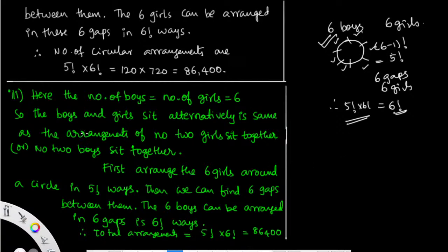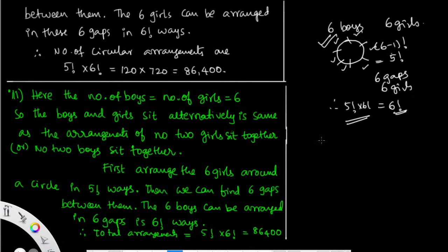In the third part it is given that boys and girls sit alternatively. The number of boys and the number of girls are the same. So the arrangement where no two girls sit together is the same as no two boys sit together. If it is linear, then you get two ways: the row may begin with a boy, that is the first way, and the row may begin with a girl, that is the second way.